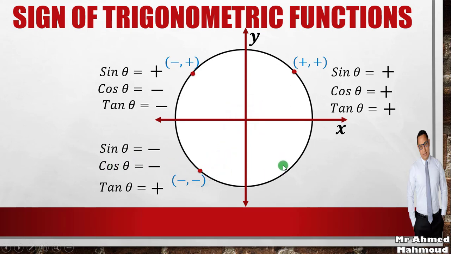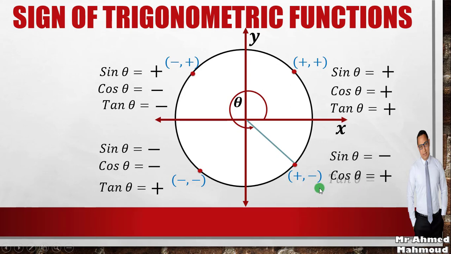Okay, looking at the fourth quadrant, if we have a point like this and I draw an angle coming from the positive direction of the x-axis from the standard position, this angle belongs to the fourth quadrant. Here in the fourth quadrant, x is positive and y is negative. So the sine is negative and the cosine is positive. The tan is negative divided by positive, which equals negative.